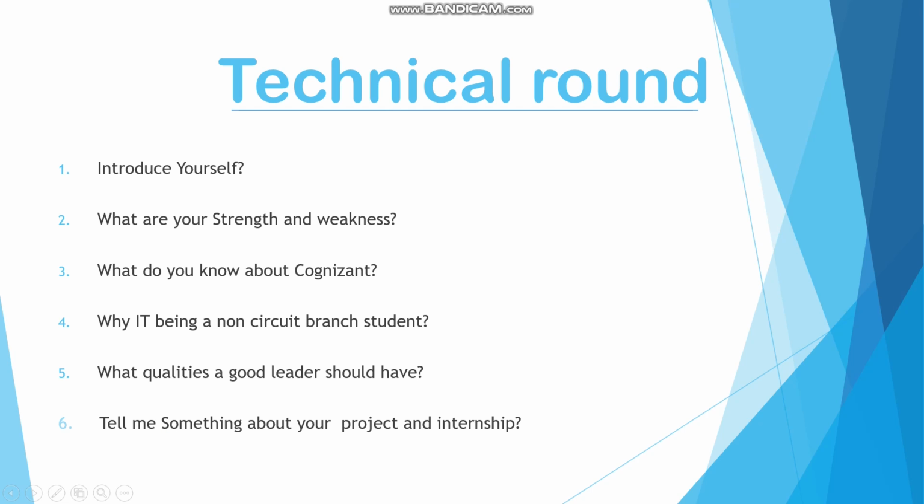Coming to the first page, as you all know, the Cognizant interview consists of two rounds, that is the technical round as well as the HR round. So these are the most asked HR questions in the technical round. They are: introduce yourself, what are your strengths and weaknesses, what do you know about Cognizant, why IT being a non-circuit branch student, what qualities a good leader should have, tell me something about your project and internship. So these are a few HR questions asked in the technical round.